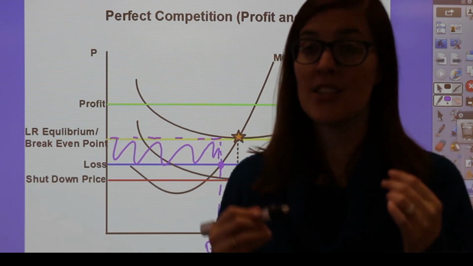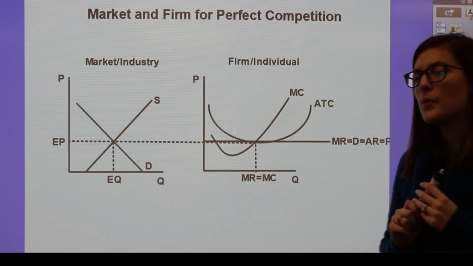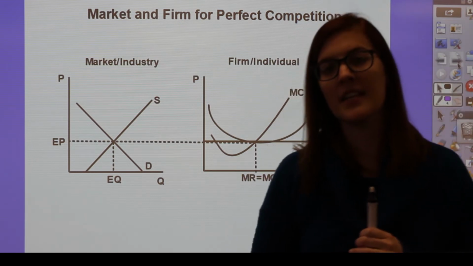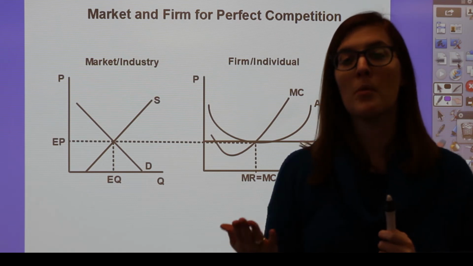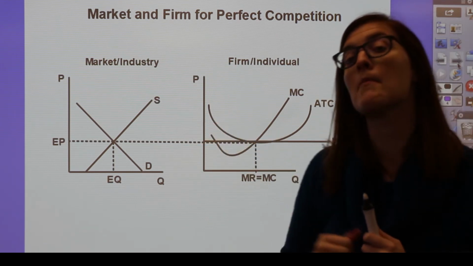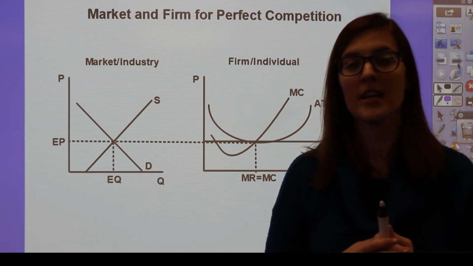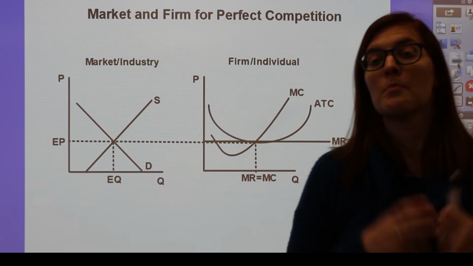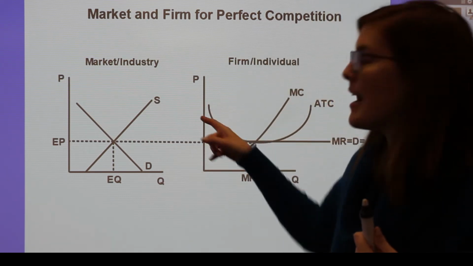And you can use that to shade in your profit or loss for a firm. So one thing we look at is how changes in the market affect the individual firm. So I said a moment ago, perfectly competitive markets are completely dependent on what the market equilibrium is. So that's our normal supply and demand graph. That's the graph for the market or the industry. So firms within that industry are tied to whatever happens there.